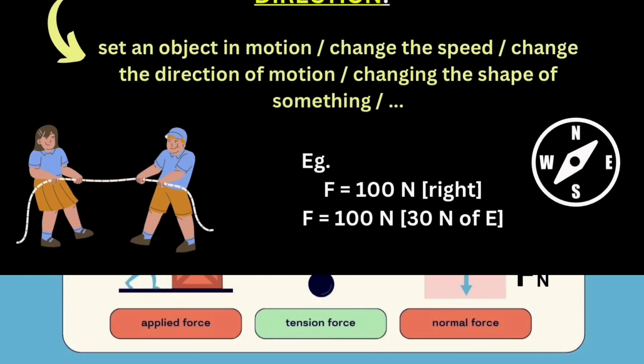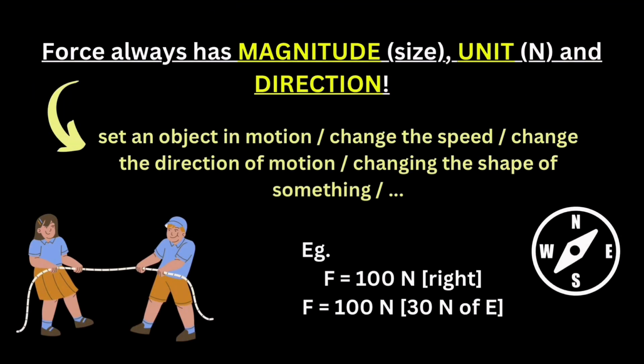Remember, force always has a magnitude, which shows its size and whose unit is the newton, and a direction. Force can set an object in motion, change the speed of an object, change the direction of motion, and even change the shape of something. Some examples of how we express the magnitude and direction of force are listed below.